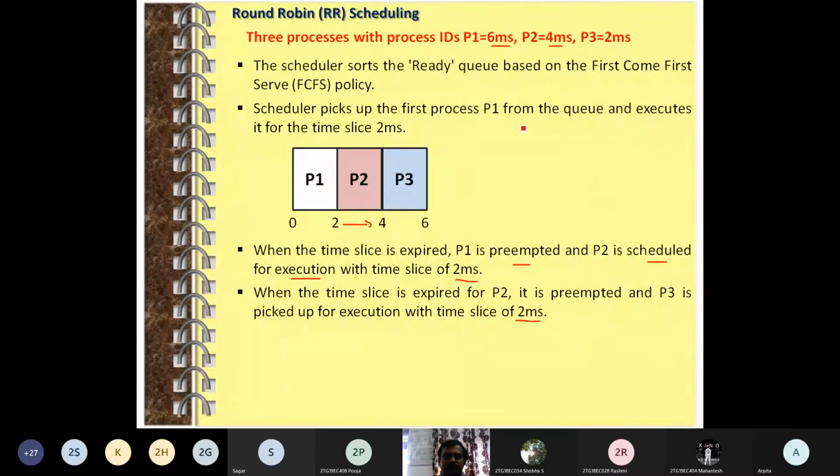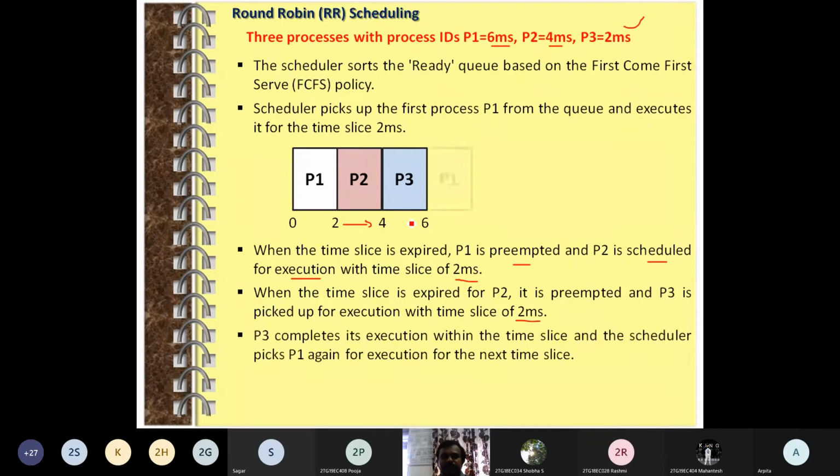After P3, P3 needs only 2 milliseconds. Okay, no problem. There is no execution left with P3. So in the future time period, there is no appearance of P3, because P3 needs only 2 milliseconds. When its turn comes, obviously it is going to execute. So P3 is over. P3 completes its execution within the time slice and the scheduler picks once again.